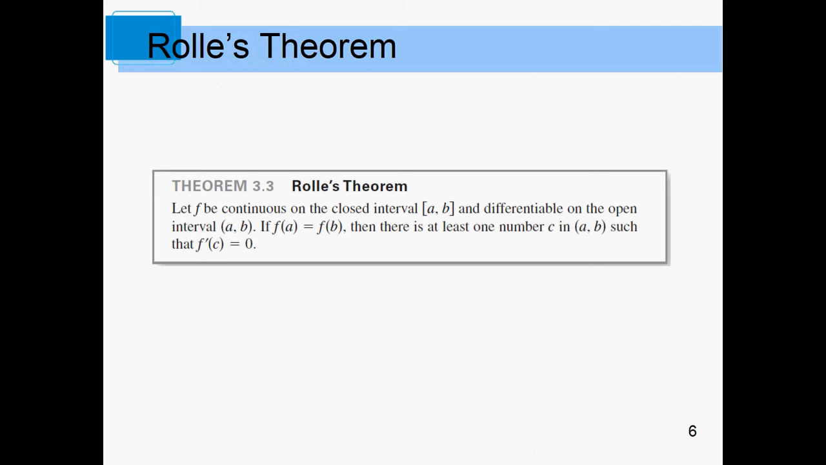Okay? And what happens at the first derivative being zero? We talked about this last time. That gives us that horizontal tangency, which means we have a maximum or a minimum. So really all we're saying is that if the y values at the endpoints are the same, then there has to be a maximum or a minimum somewhere between them. Okay? Does that make sense?